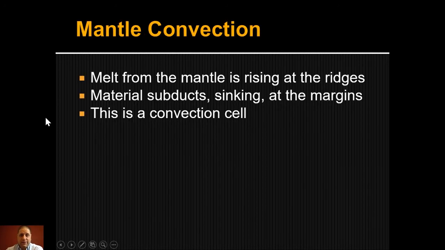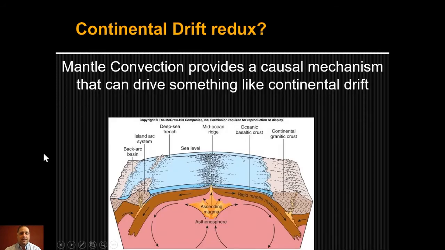Okay, so I kind of explained this stuff before. A lot of what's happening in these ridges and in the seafloor spreading is being driven by something called convection inside the mantle. In mantle convection, you have melt that rises at the ridges, cools, and sinks at the edges, and this produces a convection cell.